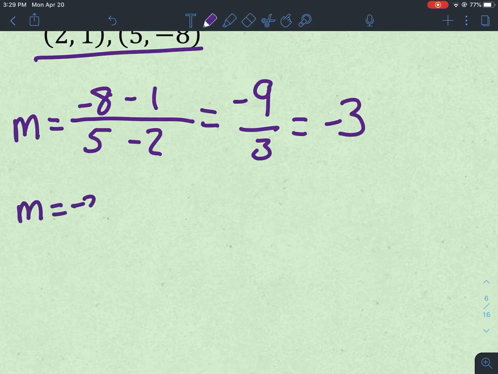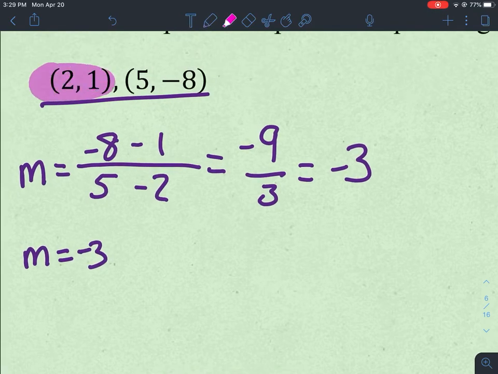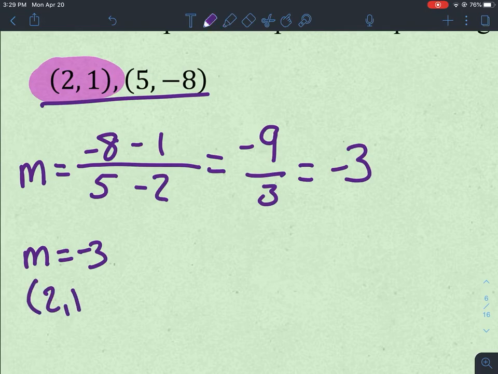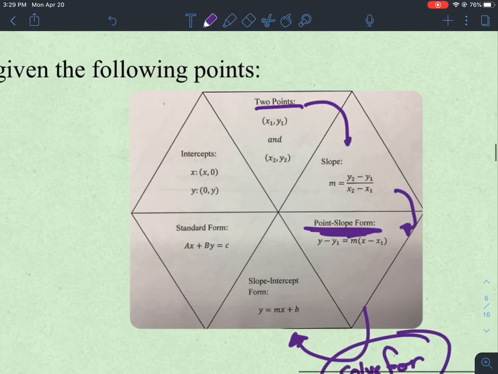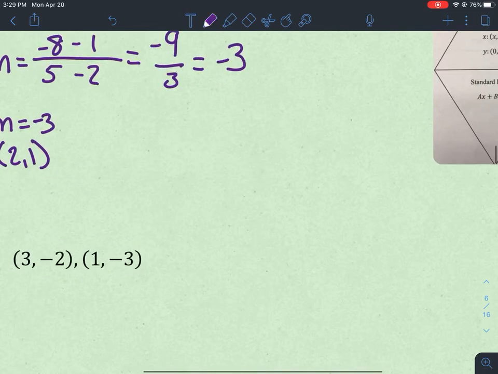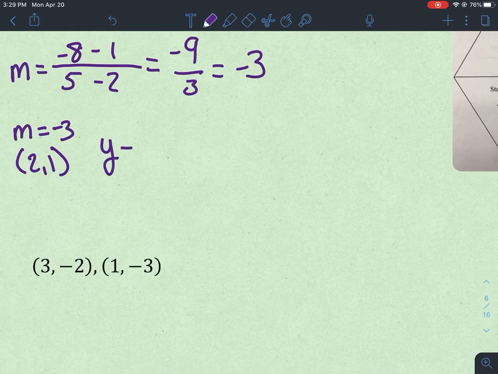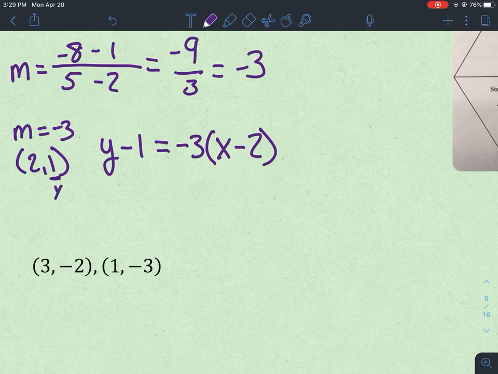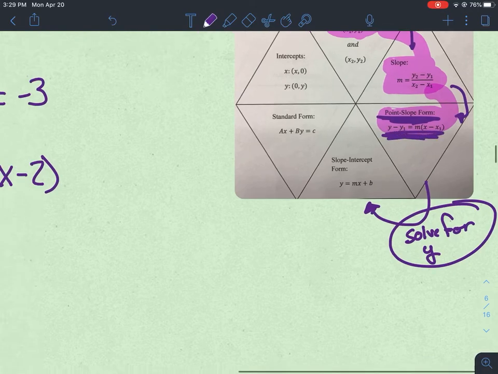So I know that my slope is negative 3, and I'm going to use the point (2, 1). Put this in point-slope form. So I started with 2 points. I am now moving to find the slope, and then we're going to put it in point-slope form. So point-slope form is going to be y minus y1, which in this case is just going to be 1, equals m, which is negative 3, times x minus x1, which is going to be 2 in this situation. Remember, this is your y1, and this is your x1. And those go into the corresponding spots on your point-slope form from yesterday.